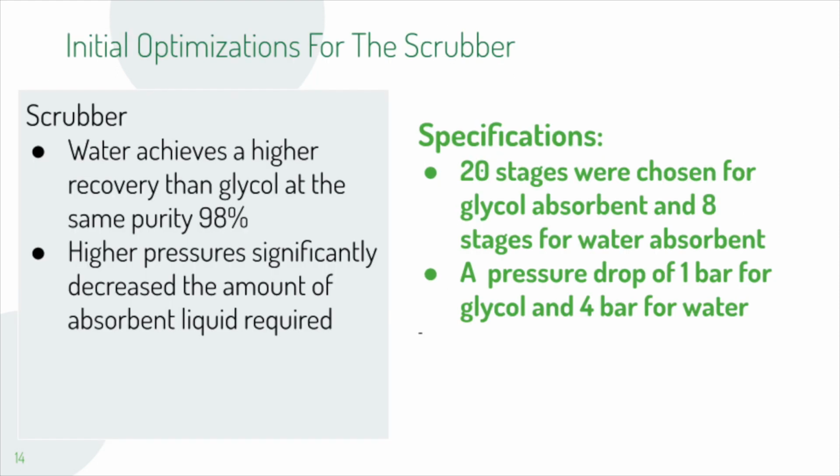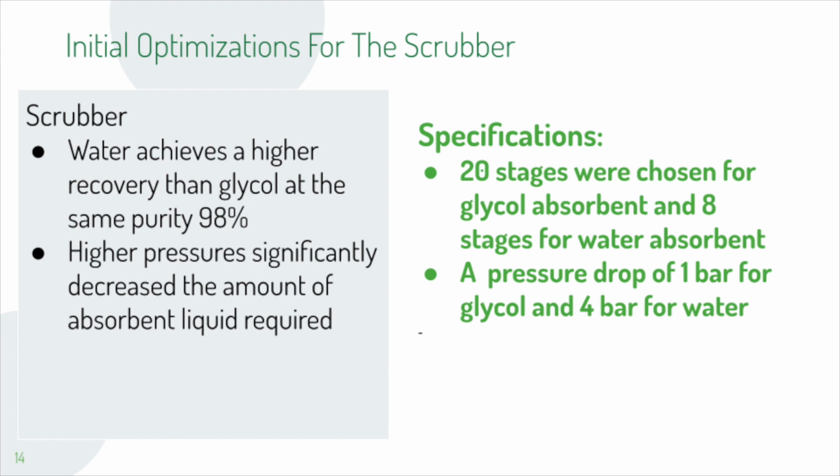We also analyzed the possibility of using either water or triethylene glycol for scrubbing. Using effluents from the 10,000-liter digester, water and glycol both achieved 98% methane purity, but water achieved the target with a higher recovery. From the optimization, 20 stages were chosen for the glycol scrubber, while 8 stages were chosen for water. A pressure drop of 1 bar for glycol and 4 bar for water allowed the gas to reach the purity of 98%.